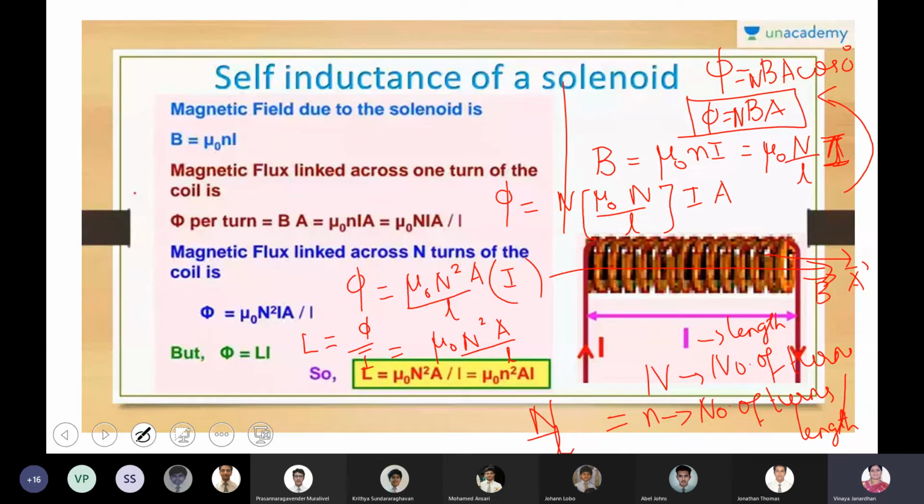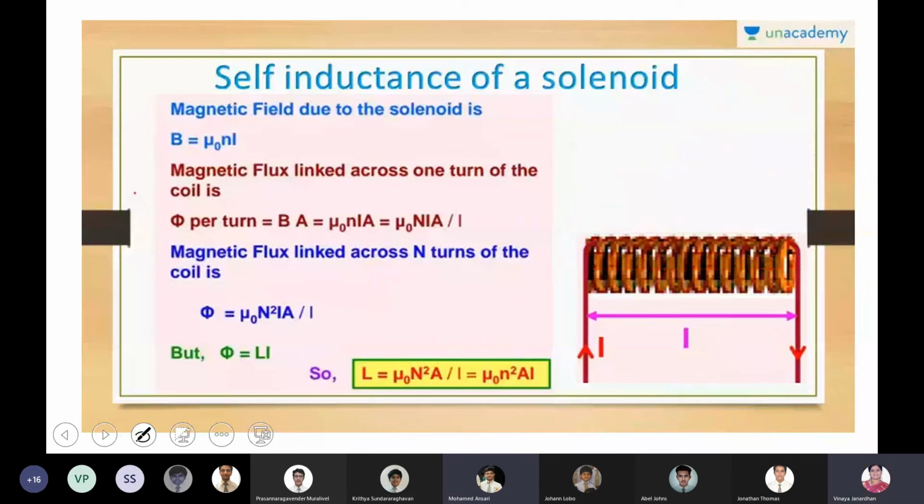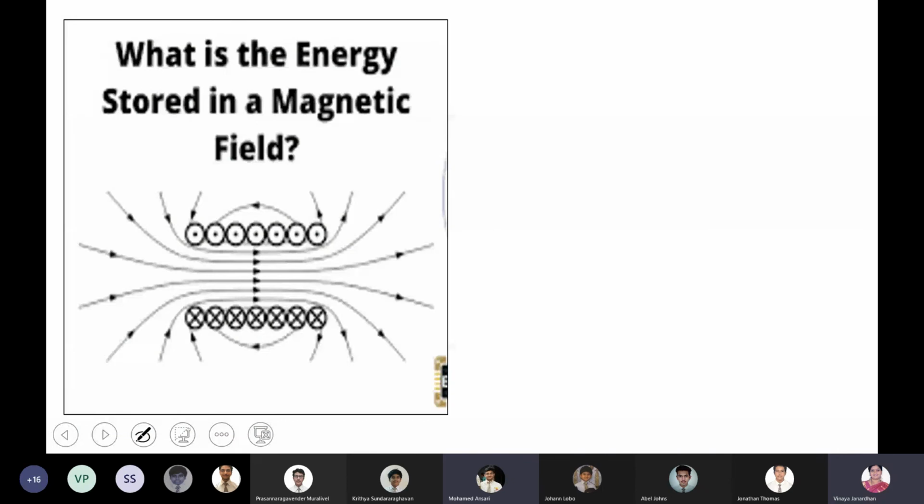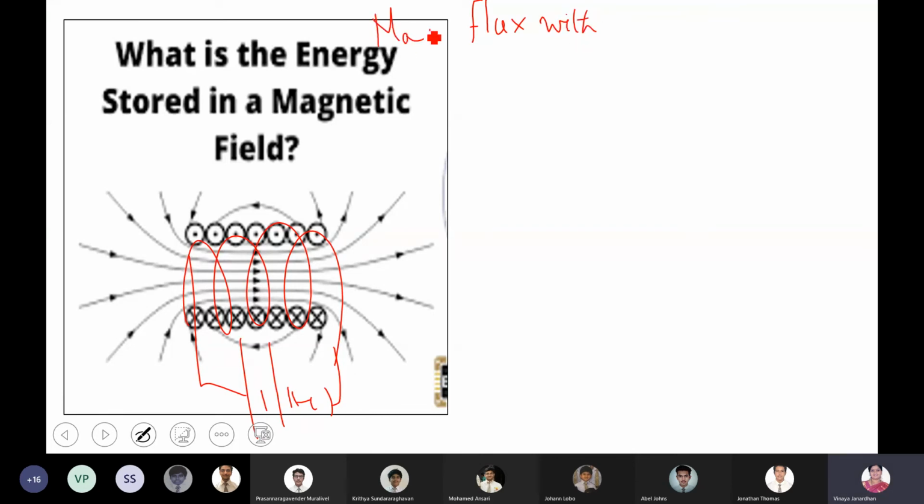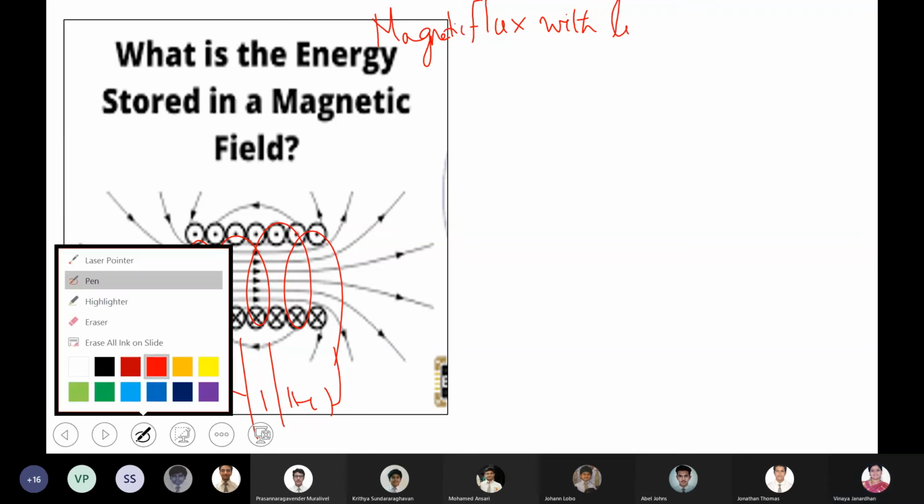Should I write it properly in another slide, boys? Yes, ma'am. Can you write it on a new slide because I can't make out the order. Okay. Anyway, I'm writing it over here. So you have a current carrying solenoid. I'll go for the flux linked, the magnetic flux linked with the coil.